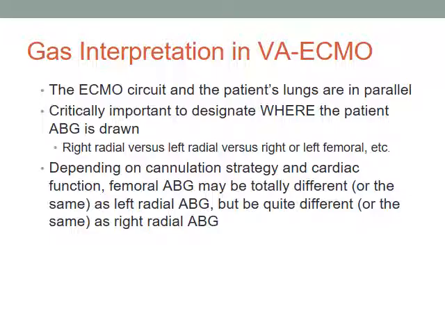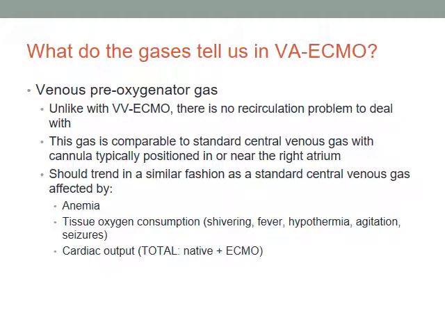So as before, we have a pre-oxygenator gas we can draw. This one does not have any recirculation. Remember, we're not returning any blood. So this is a central venous gas, just like your standard central venous gas. You can trend this like you would any other central venous gas. It changes with anemia, tissue oxygen consumption, cardiac output, just like you're used to. That's easy. It's the only thing that's easy.